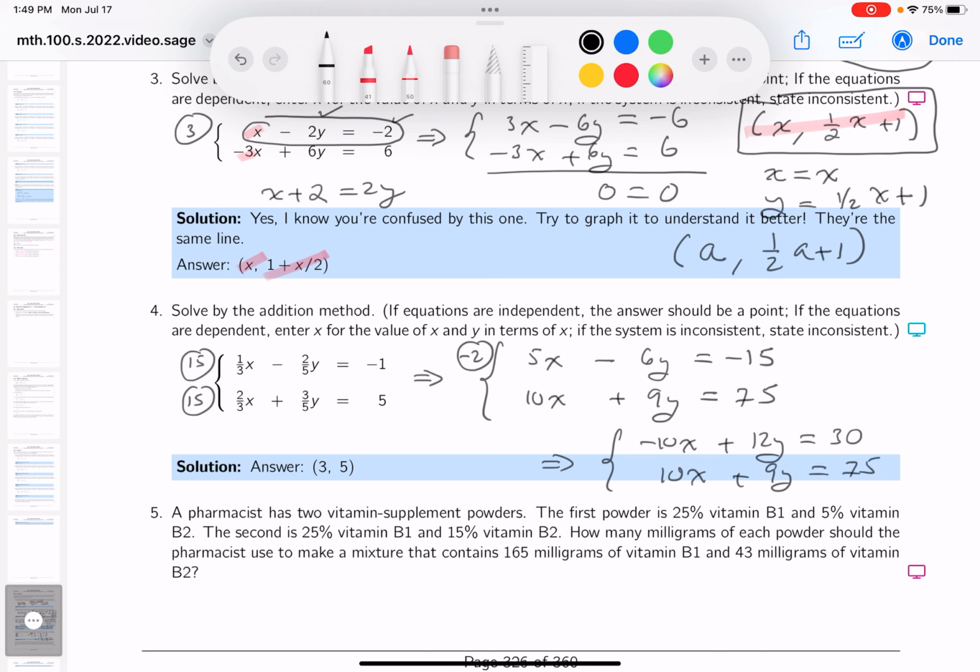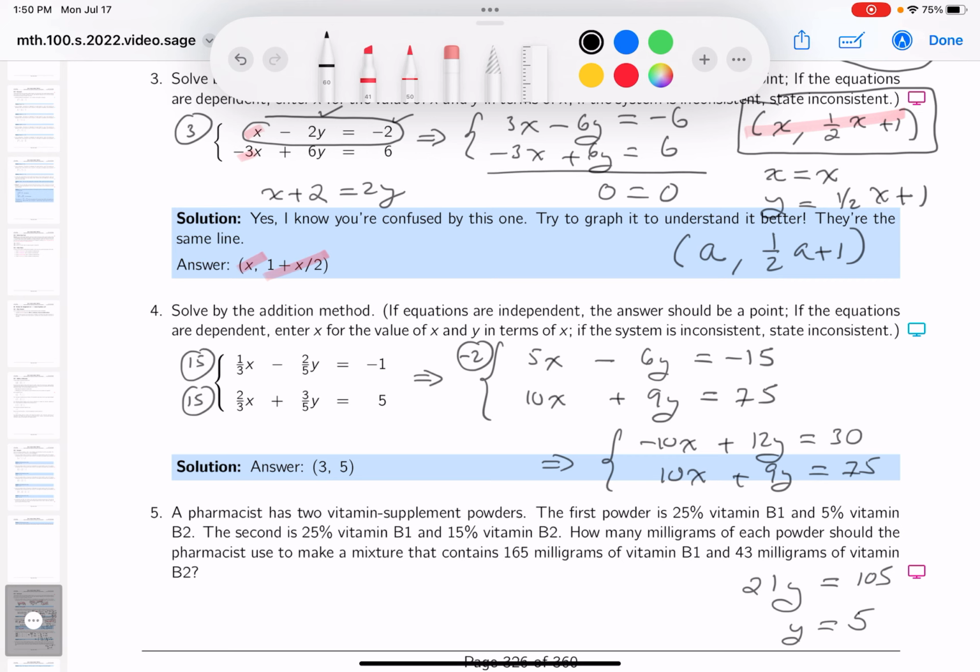What do you get there? Well, let's see, 21y, and then you're going to get 105. All right? What's y equal to? Well, 21 times what would give you 105? It's going to be 5. All right? Relatively simple.